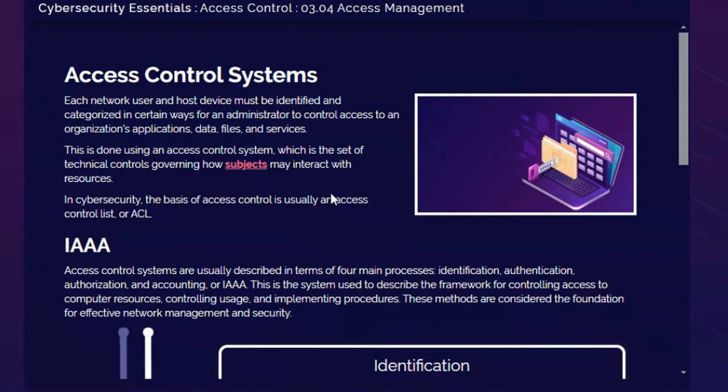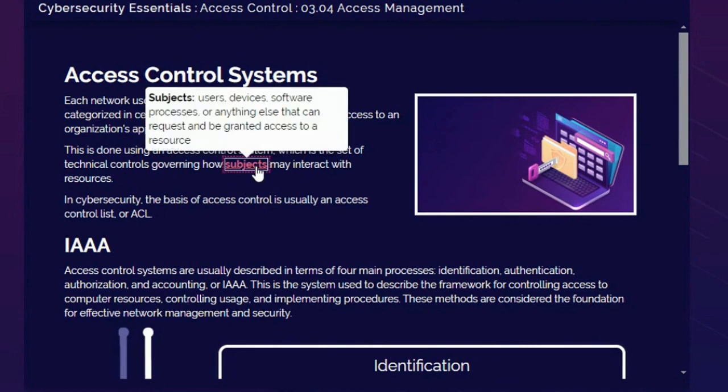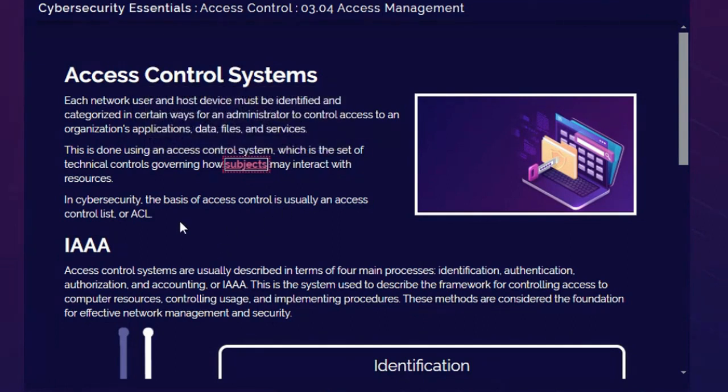Access control systems. Each network user and host device must be identified and categorized in certain ways for an administrator to control access to an organization's applications, data, files, and services. So this is done using an access control system, which is the set of technical controls governing how subjects may interact with resources. They define subjects as users, devices, software processes, or anything else that can request and be granted access to a resource. So in cybersecurity, the basis of access control is usually an access control list, an ACL.